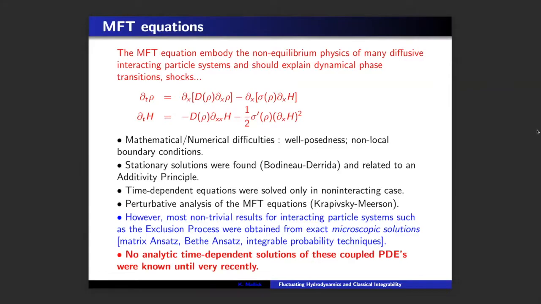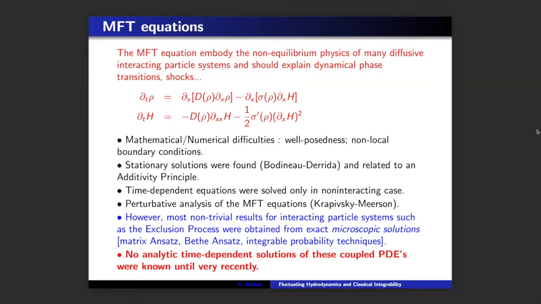Time-dependent equations were only solved for free Brownian motions, but then you don't need all this machinery. If you have free Brownian motions, you have free Brownian motions. But anyway, it's already a check that these equations are not totally wrong. They give back results for free Brownian motions, which is not totally trivial.